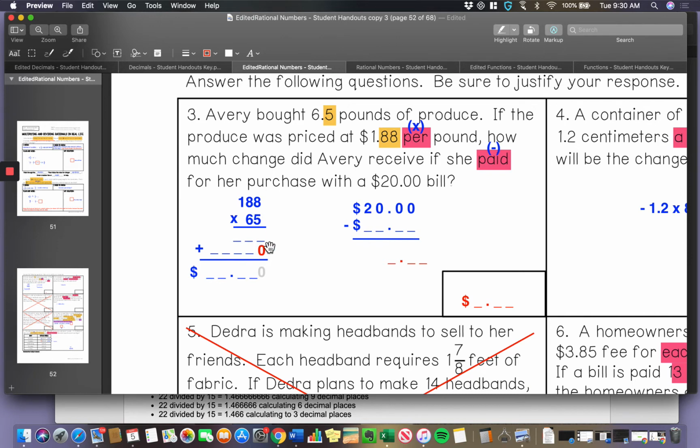And then we need to subtract the products from the 6.5 pounds of produce, and that produce was priced at $1.88 per pound. So the per pound here tells me I need to multiply it by the amount of pounds of produce that were there. Okay, and because she paid it, it's a negative amount, right? So we are subtracting.